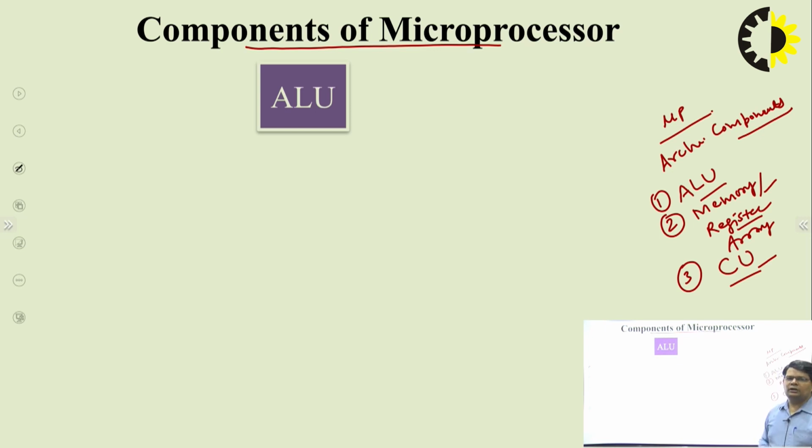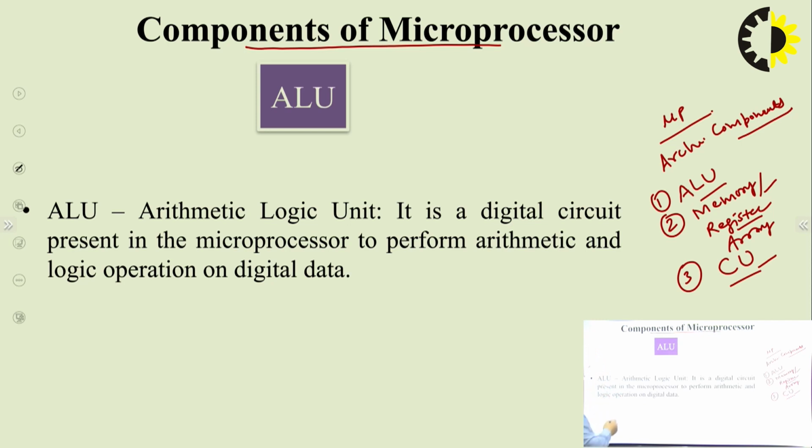And these are used for performing particular tasks. First is ALU, arithmetic logical unit. The arithmetic logical unit is basically used for performing arithmetic and logical operations such as addition, subtraction, multiplication, division, comparison, logical AND, OR, XOR, etc. So all of these operations are performed by the ALU.